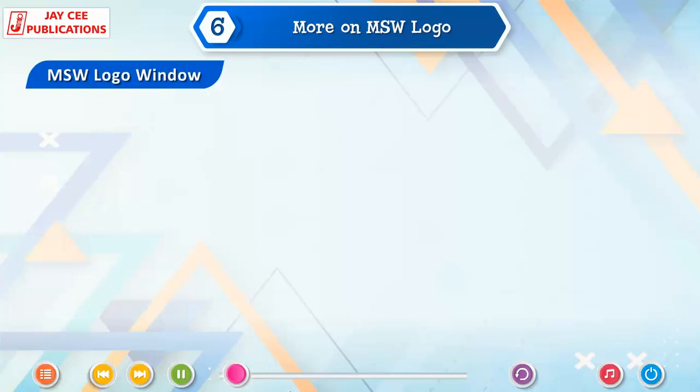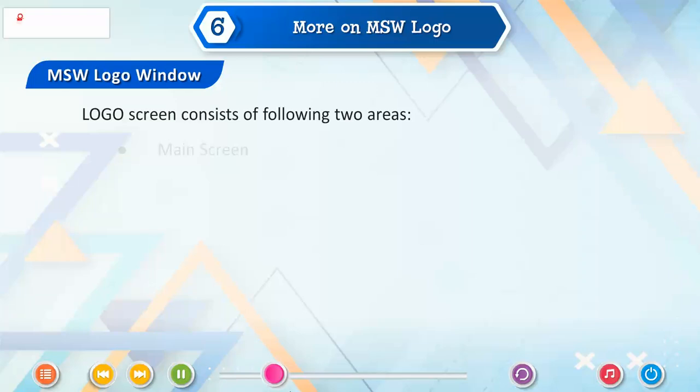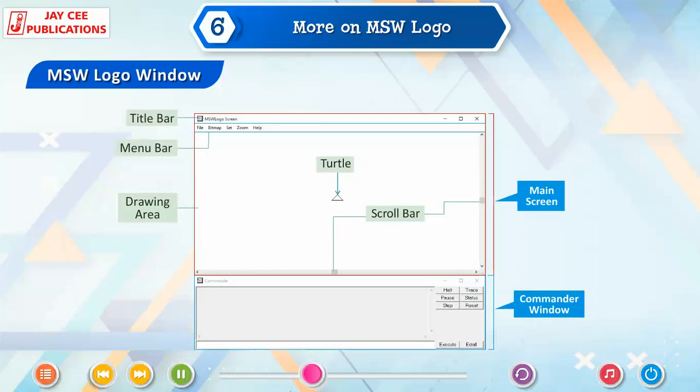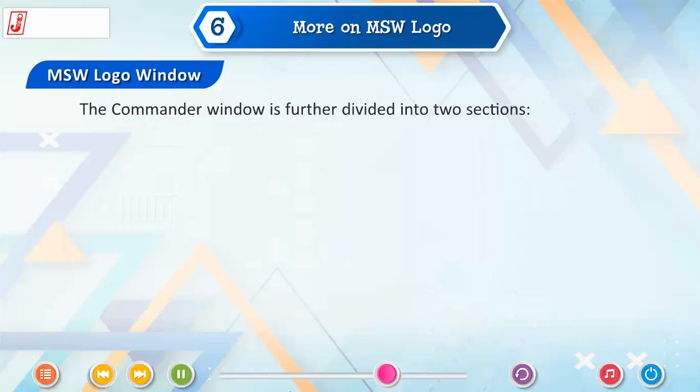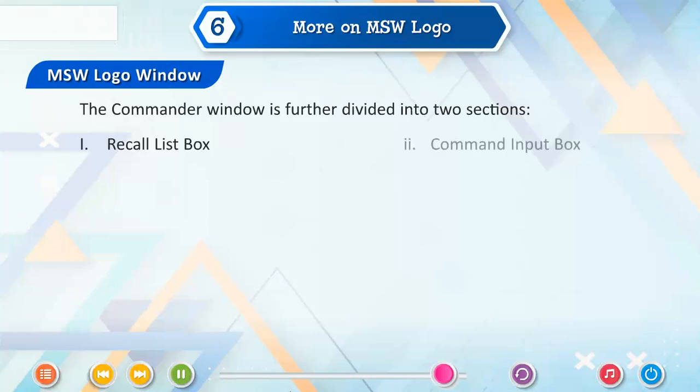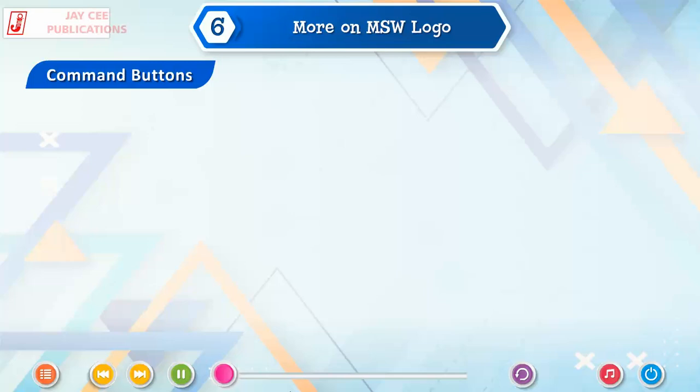MSW Logo window. Logo screen consists of following two areas: Main screen and Commander window. The main screen has the Title bar, Menu bar, Drawing area, Turtle and Scroll bar. The Commander window is further divided into two sections: 1. Recall list box. 2. Command input box. Command buttons.